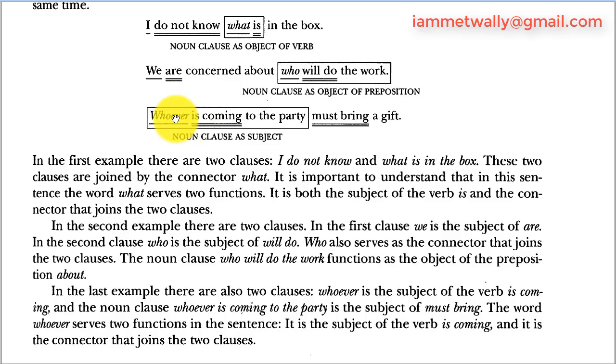Whoever is a subject and a connector. Is coming is the verb. Whoever is coming is the noun clause. Must is the verb. Its subject is the whole clause.